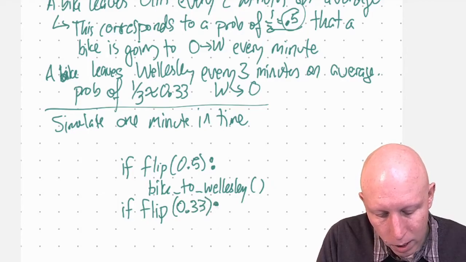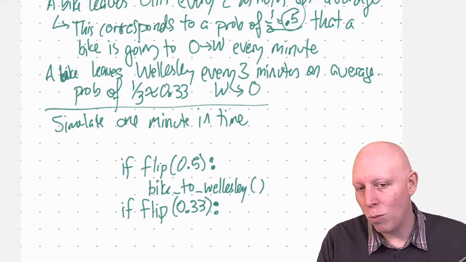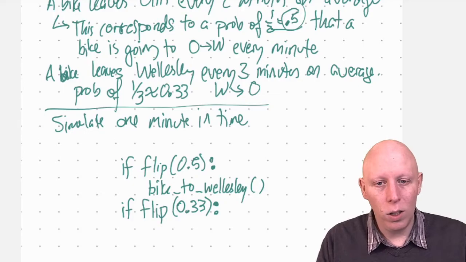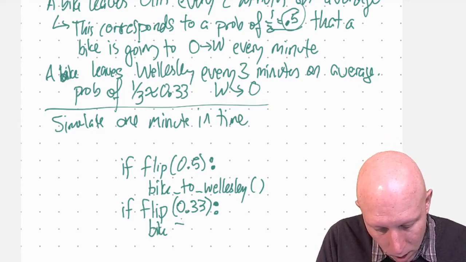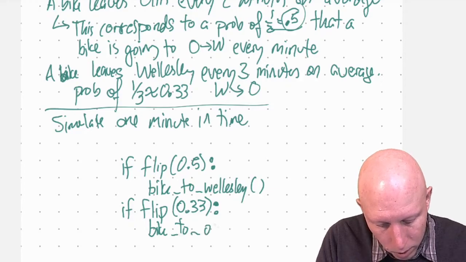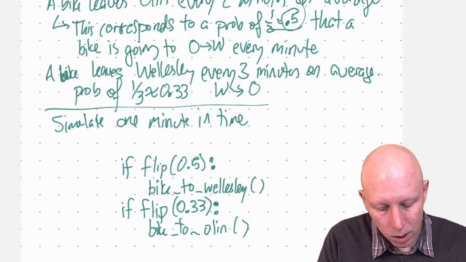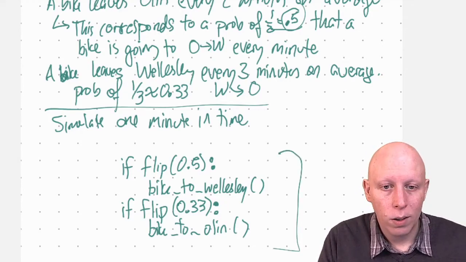So if we're in that 1 out of 3 chance that the bike goes from Wellesley to Olin, we want to send the bike to Olin. Bike to Olin. All right, so these commands simulate 1 moment in time. Great.